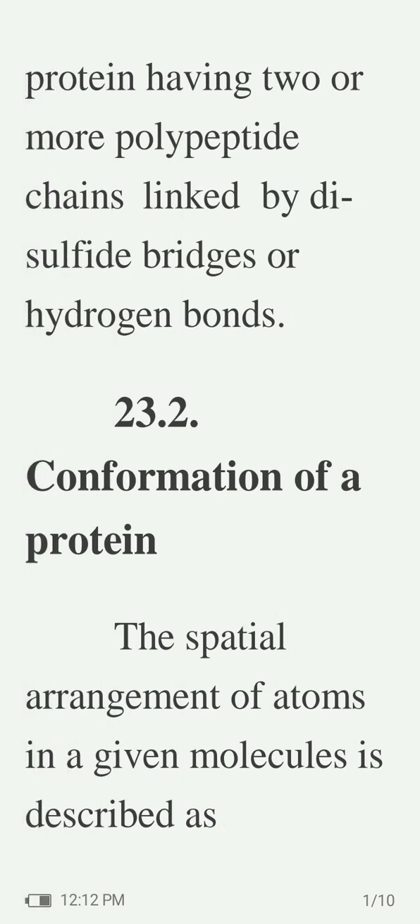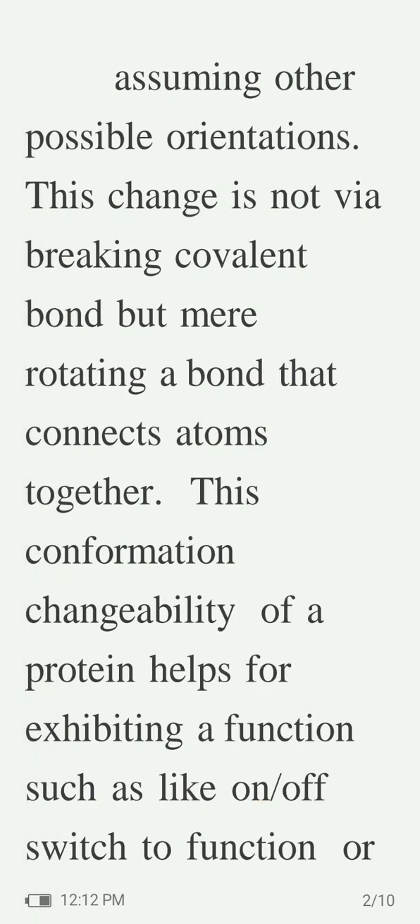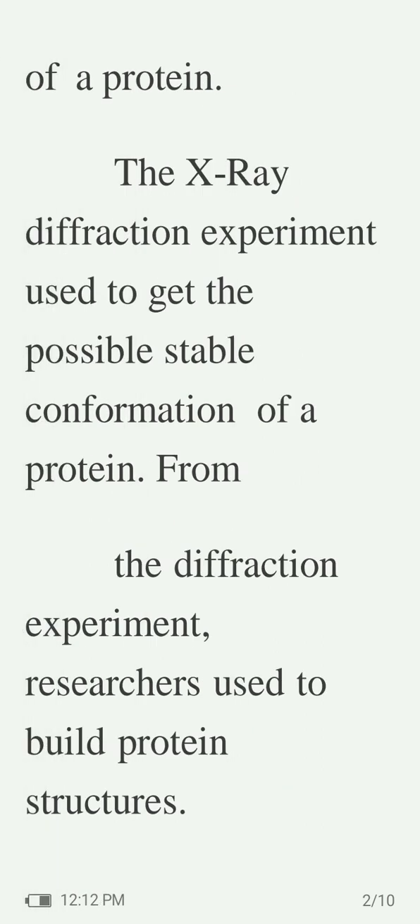Conformation of a protein. The spatial arrangement of atoms in a given molecule is described as conformation, which is true also for proteins. Conformation explains not only the spatial arrangement but also the possibility of assuming other possible orientations. This change is not via breaking a covalent bond but merely rotating a bond that connects atoms together. This conformational changeability helps a protein exhibit a function, like an on-off switch, or adaptability upon approach of a ligand, which may be a small molecule or macromolecule. The stable folded functional conformations are called native protein. Studying the conformation of a protein gives understanding of its functional mechanism.